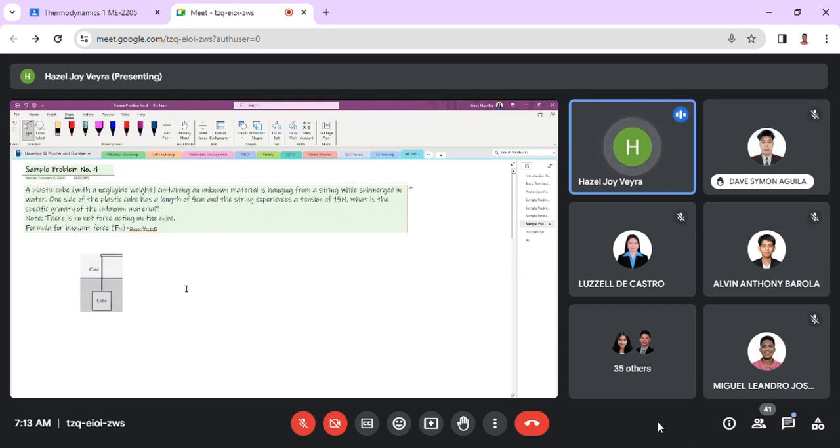So the formula for buoyant force is density of the fluid times the volume times the gravity. So let's start with the given.